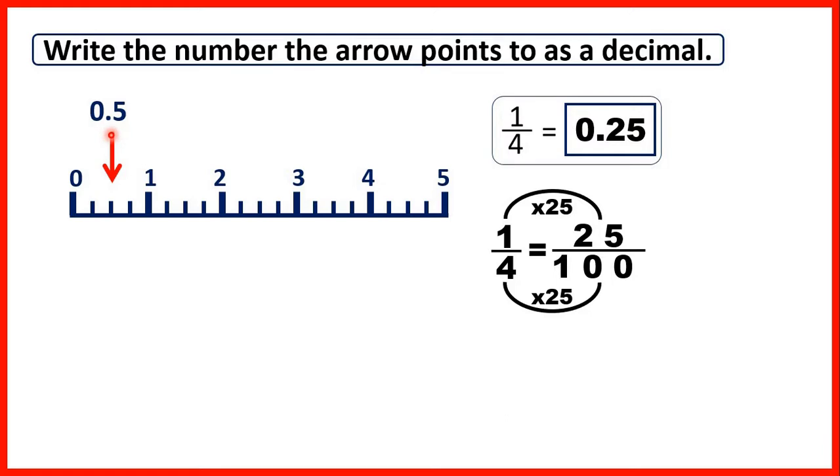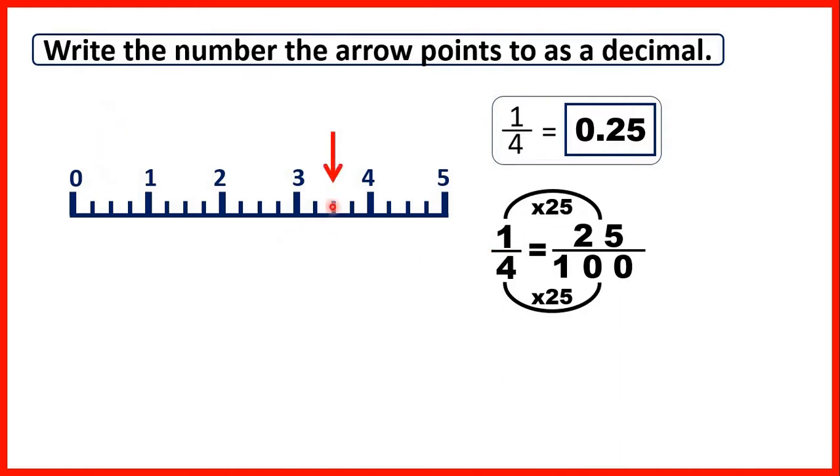The other way of thinking about this question is to notice that the arrow is pointing right in the middle or halfway between 0 and 1. And if we know that 1/2 as a decimal is 0.5, because 1/2 is the same as 5/10ths, we might be better off getting our answer that way instead of thinking about quarters.